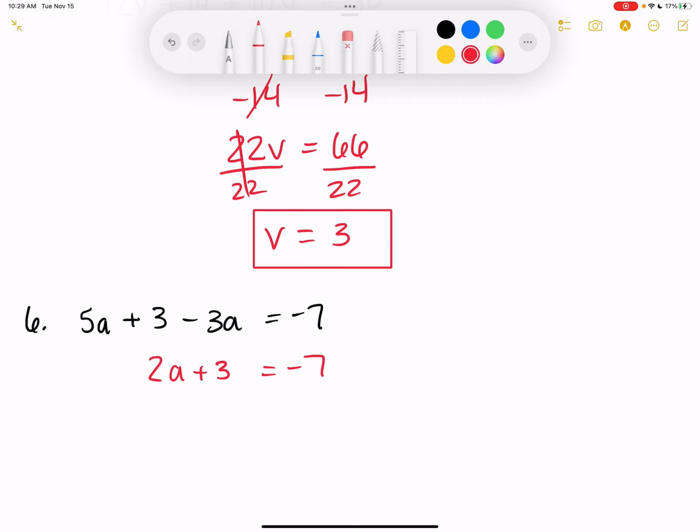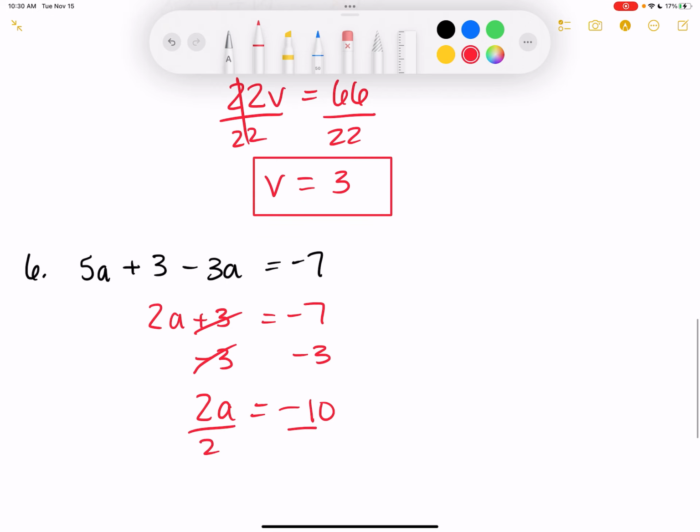Subtract 3 on both sides, so that gives me 2a equals negative 7 minus 3, which is 10, positive or negative? Negative. Yep, negative 10. Same signs, we add them together and keep the sign. Now what? Divide by 2 on both sides. So a equals negative 10 divided by 2, which is negative 5.